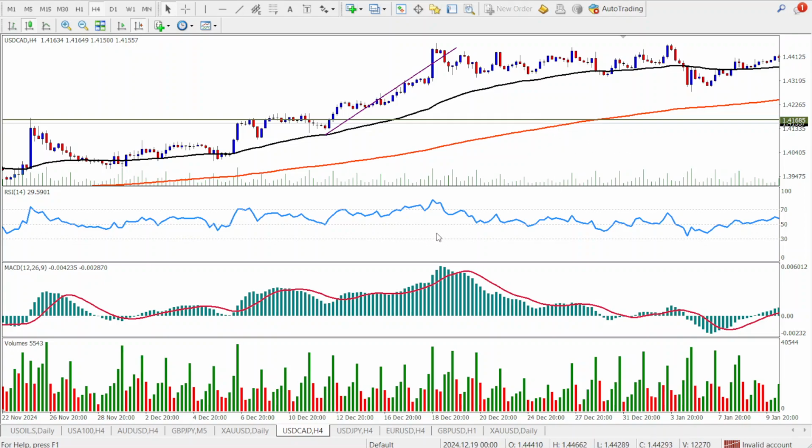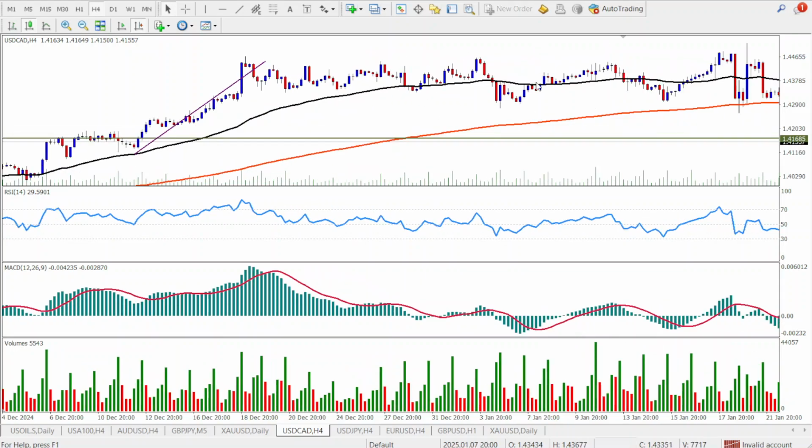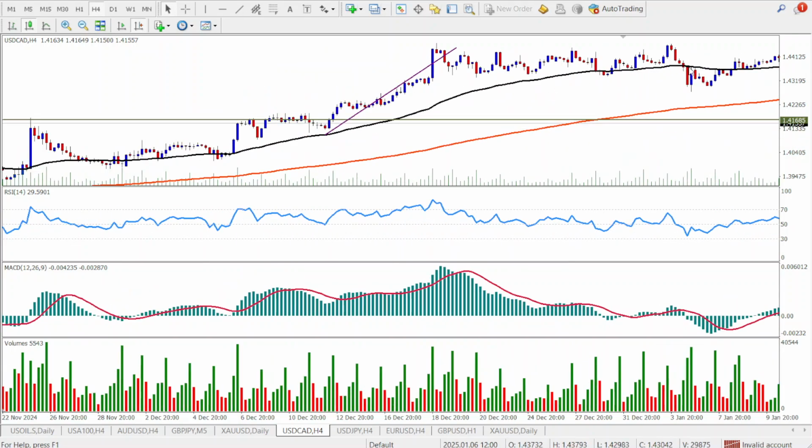Then if price crosses below a key moving average, that is another way to exit your trade. For example, what we can see happen here, the price dropped below the 50 EMA. So that is one of the exit strategies that you can use.